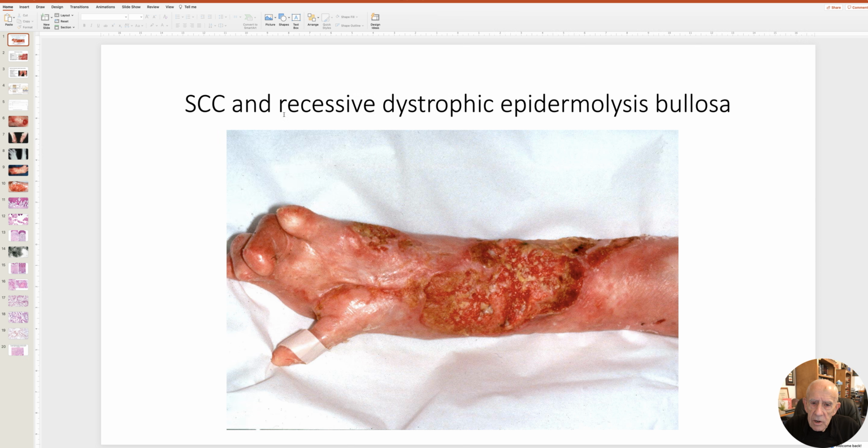And this is largely because it's such a common complication of recessive dystrophic EB. I think it's estimated that probably all patients will develop tumors, and the vast majority of patients will develop multiple tumors. While they're well differentiated tumors histologically, they're very aggressive, and the majority of patients eventually die as a consequence of their squamous carcinoma rather than anything directly related to blistering.